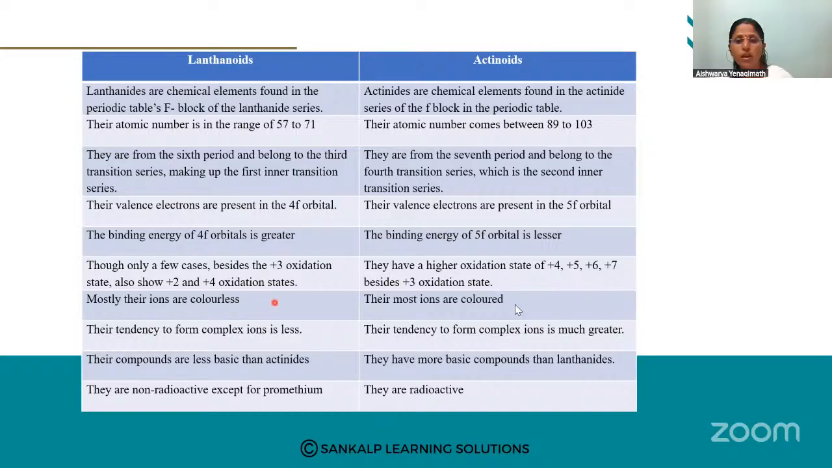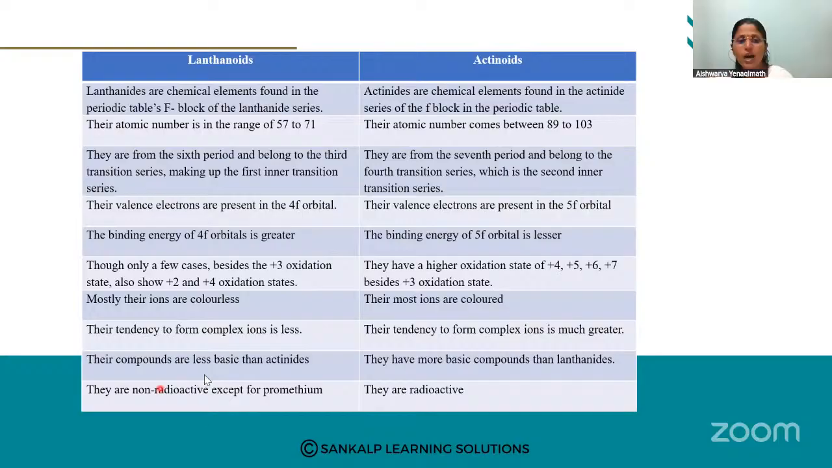Most of their ions are colored, and here most ions are colored; the reason is f-f transition. Their tendency to form complex ions is less, and here the tendency to form complex ions is more, because of high charge and smaller ionic size. Their compounds are less basic than actinides. Lanthanides have more basic compounds than actinides.